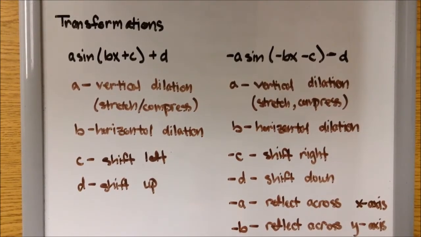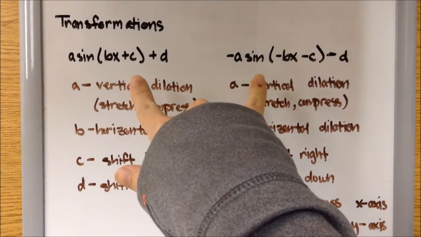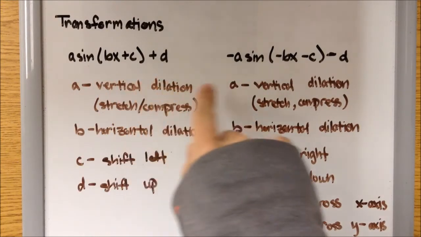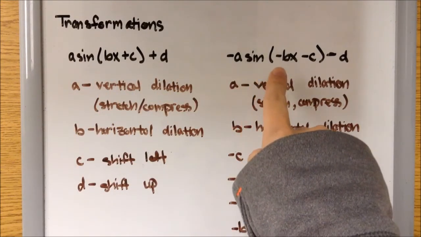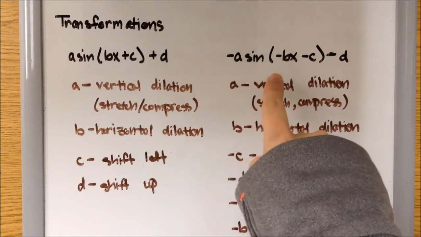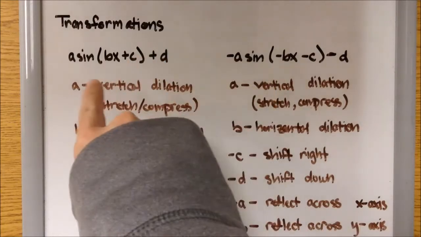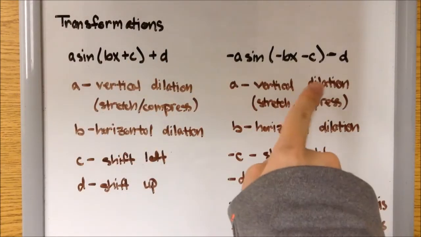So I mentioned before we're going to talk about transformation: up, down, left, right, reflection across the y-axis, reflection across the x-axis, and dilation, vertical and horizontal, stretch or compress. So here I wrote two general sine functions, a sine of bx plus c plus d, and negative a sine of negative bx minus c minus d. The only difference is this one's positive on the left and this one's negative on the right.